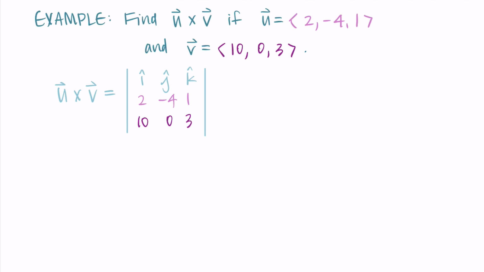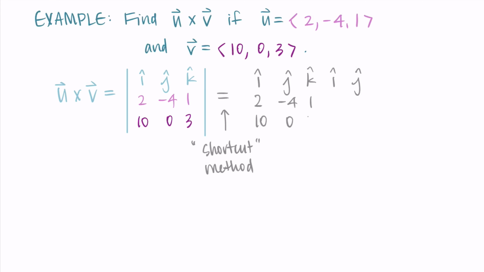So we do u cross v, and we do the same determinant from before, but then I'm going to set up this interesting layout and do some diagonal multiplication. Let me show you. We're going to write i, j, k, and then we're going to repeat i, j. So we're going to repeat those first two columns. Then I write 2, -4, 1, and I repeat the first ones, 2, -4. Then I do 10, 0, 3, and I repeat 10 and 0. So I'm taking the i and j columns and repeating them at the end.